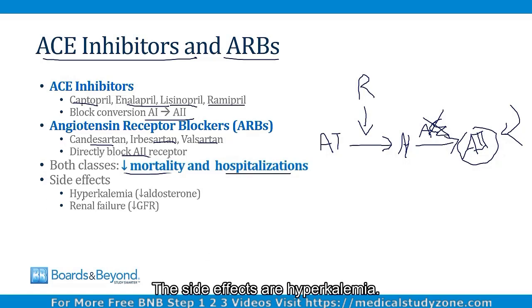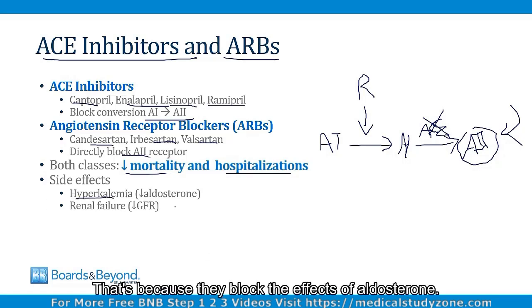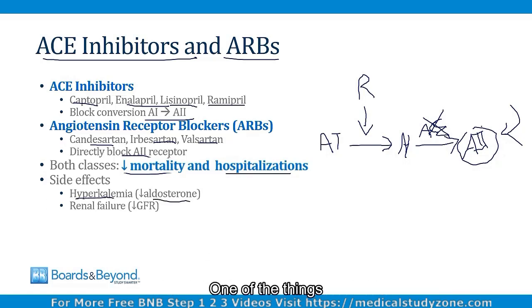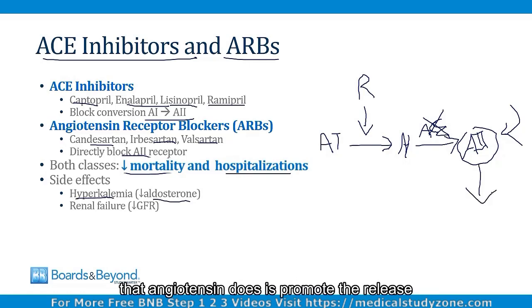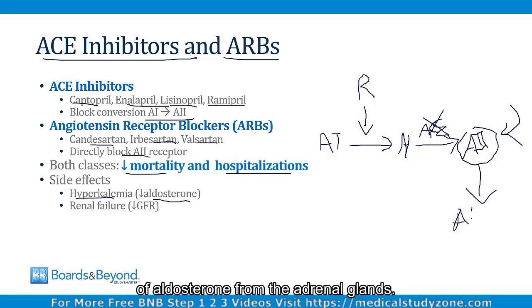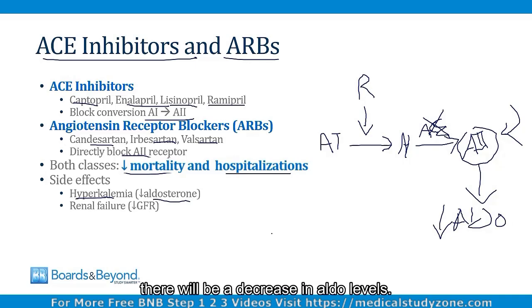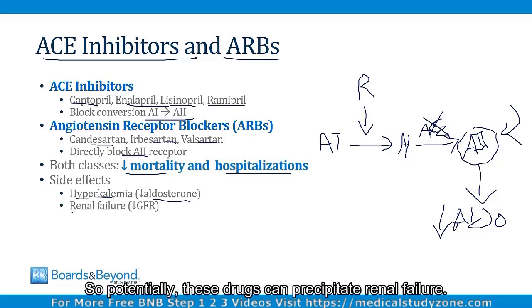The side effects are hyperkalemia. That's because they block the effects of aldosterone. One of the things that angiotensin does is promote the release of aldosterone from the adrenal glands. So when you block the effects of A2, there will be a decrease in aldo levels. Also, because these drugs decrease the levels of angiotensin 2, that can decrease the glomerular filtration rate, so potentially these drugs can precipitate renal failure.